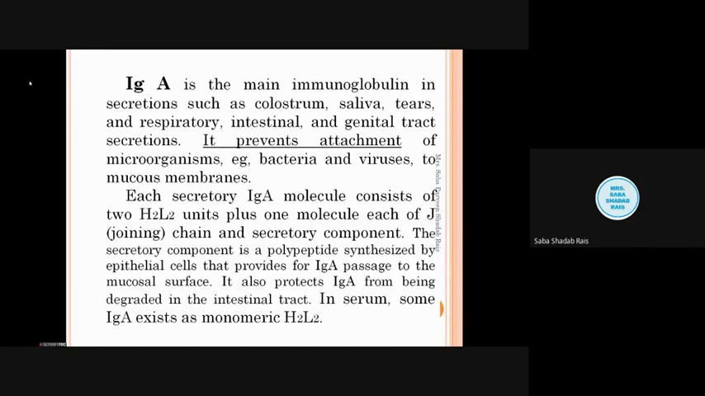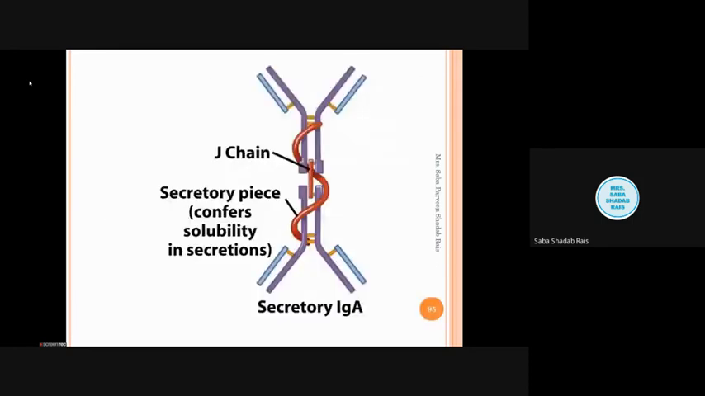And when we talk about the serum, some IgA is present in the monomeric form. You can see this is the dimer of IgA. Two molecules are bound, and this is nothing but the J chain. And this is the secretory piece, which confers solubility in the secretion.